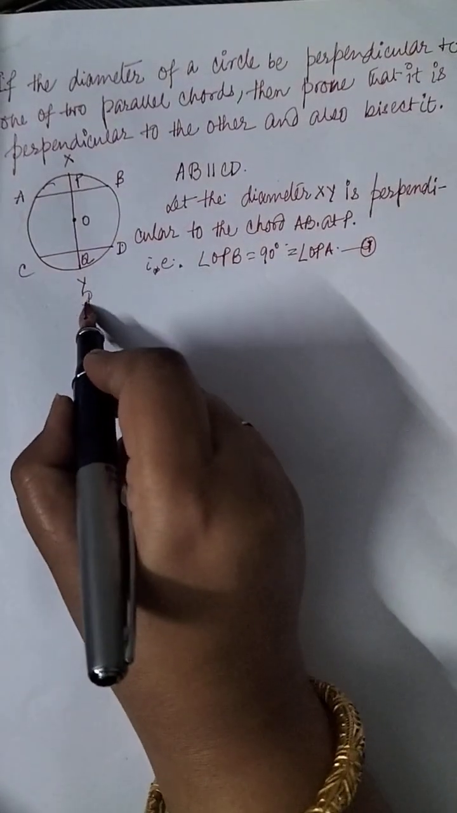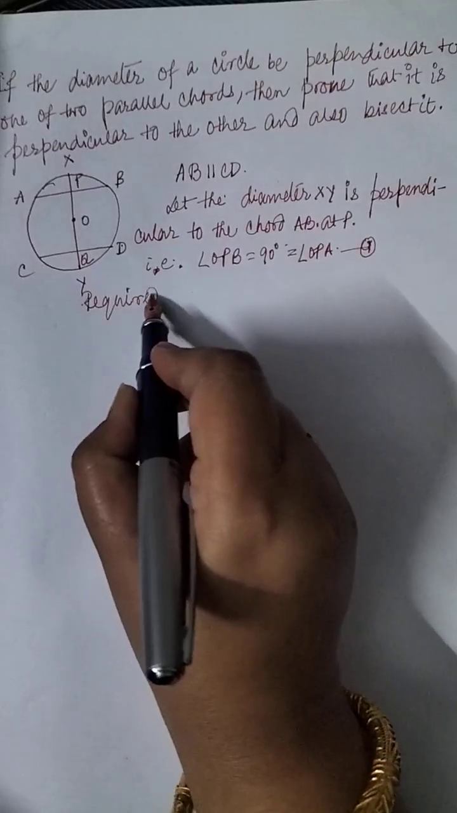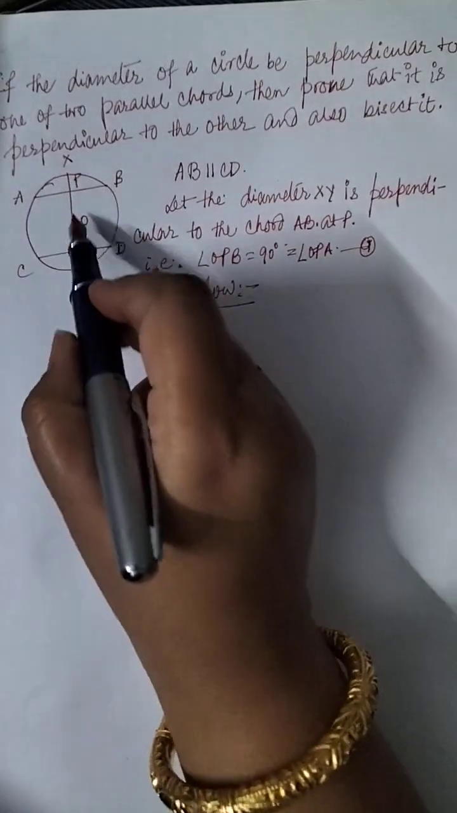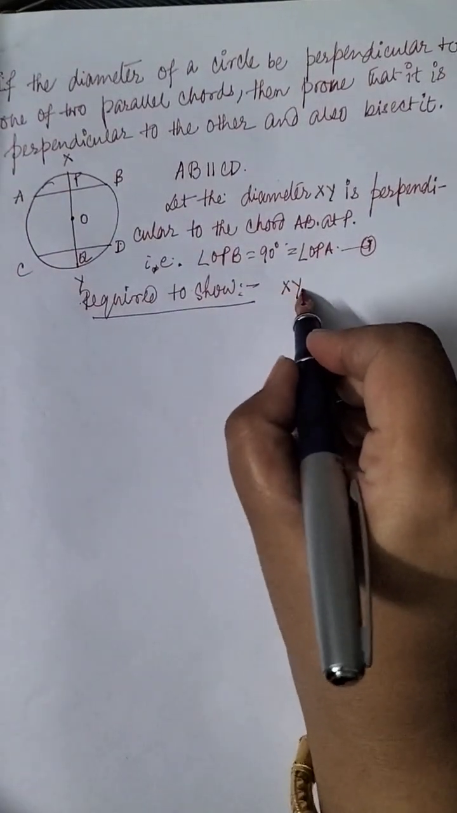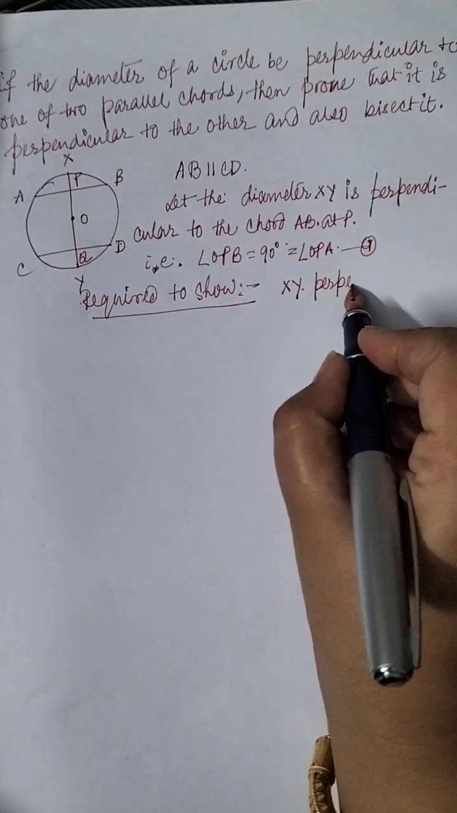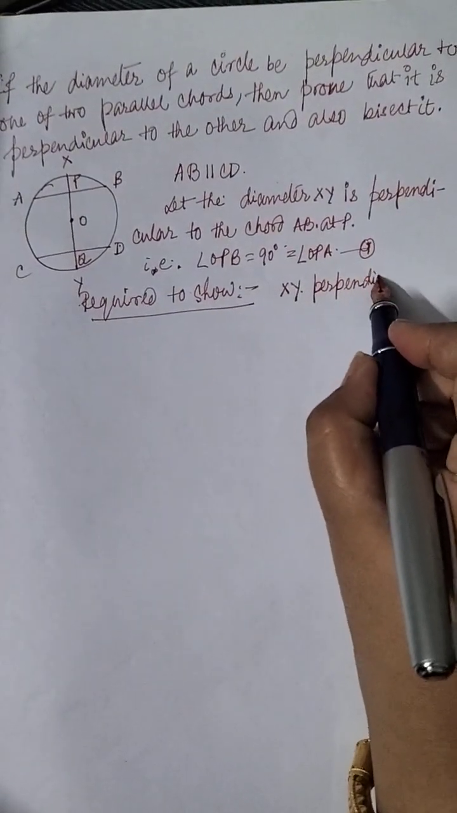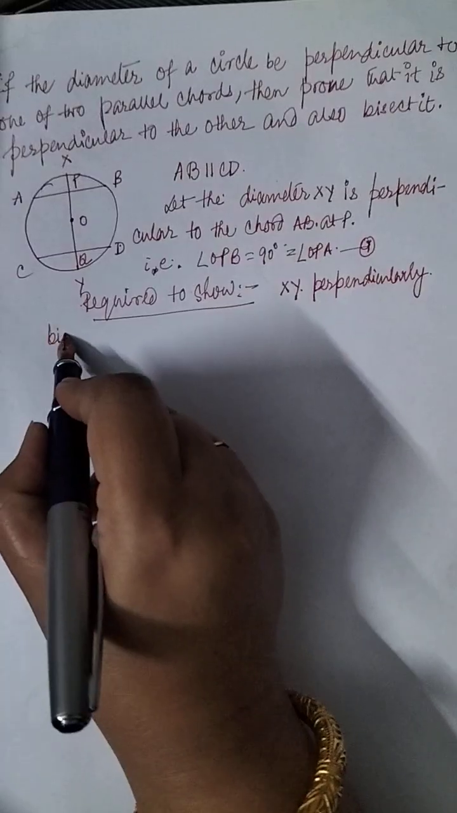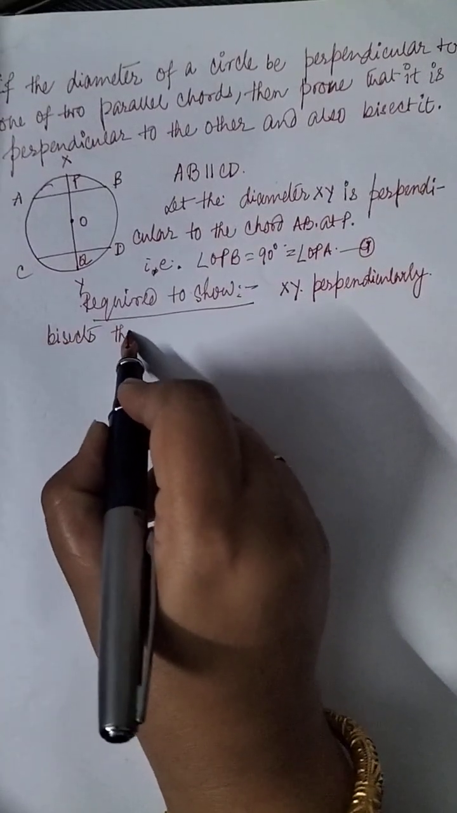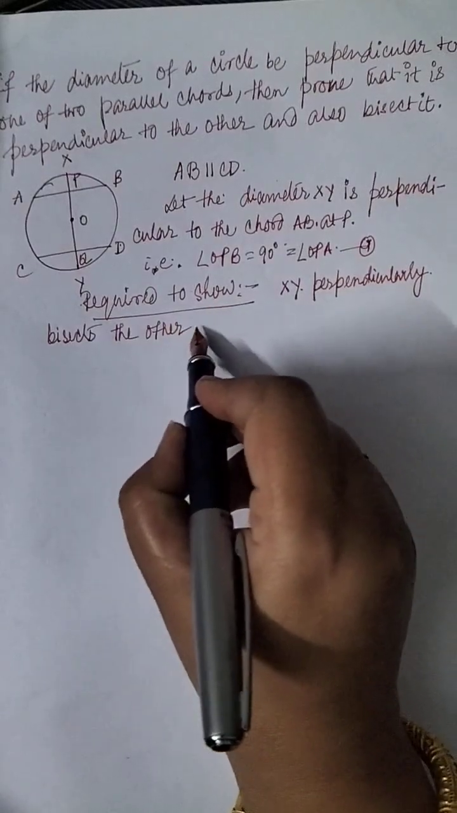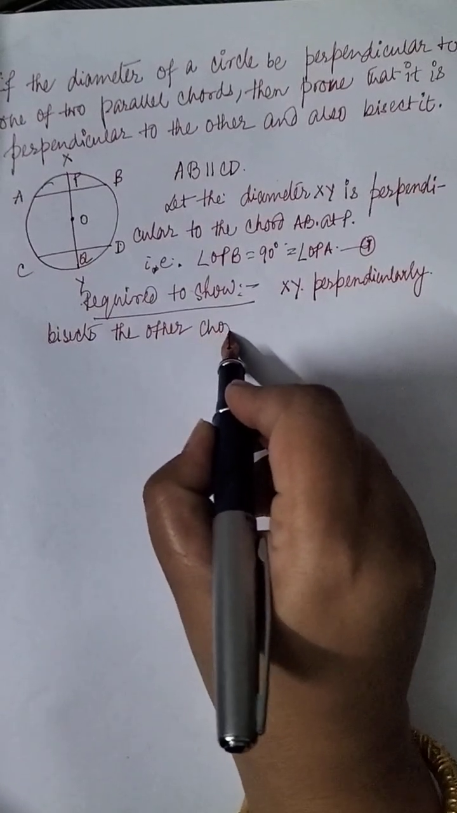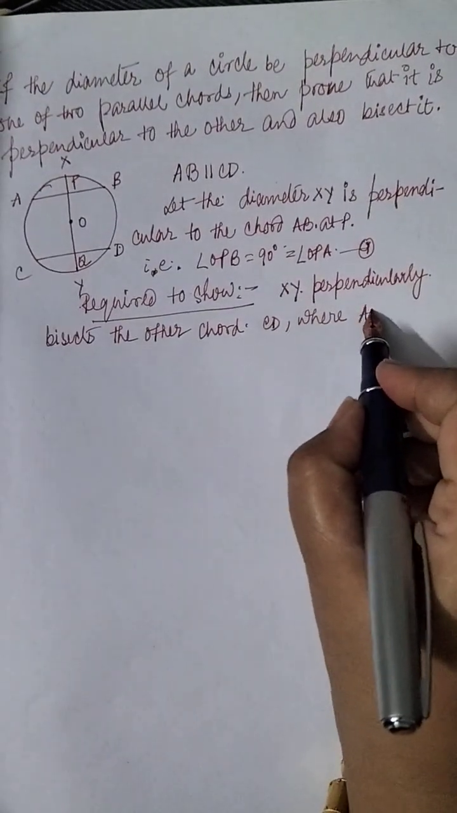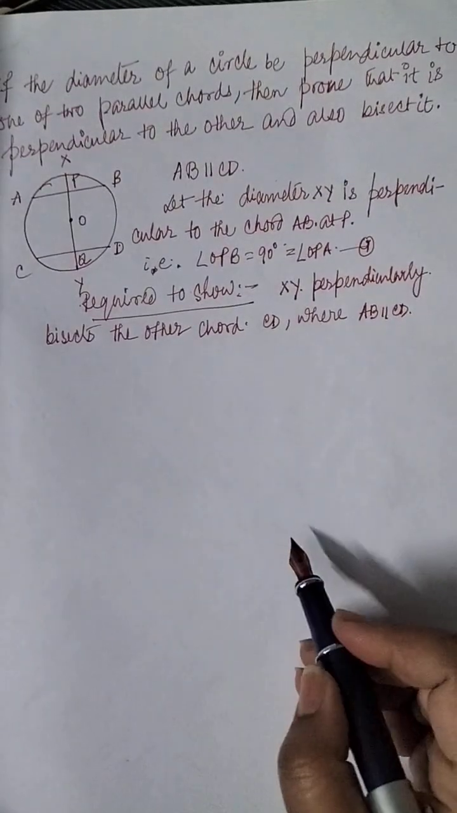Required to show that the diameter, that is XY, perpendicularly bisects the other chord CD, where AB is parallel to CD. That is to be shown.